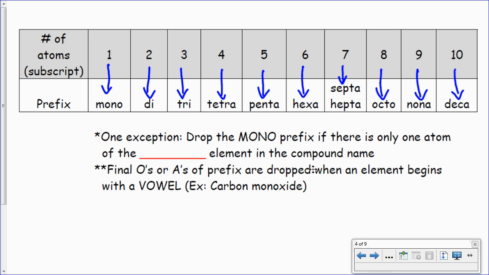One exception is that you always drop the mono prefix if there's only one atom of the first element in the compound name. For example, carbon monoxide, CO. We don't say monocarbon monoxide because there's only one atom in the first part. There's only one of them, so we don't say monocarbon. That'd be kind of redundant.